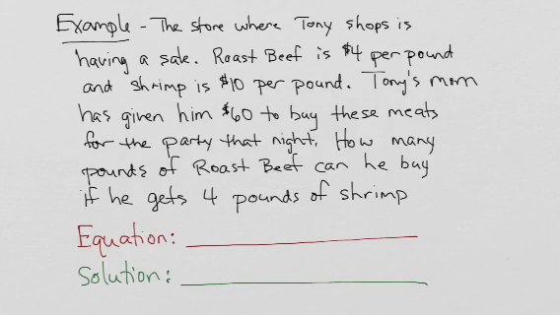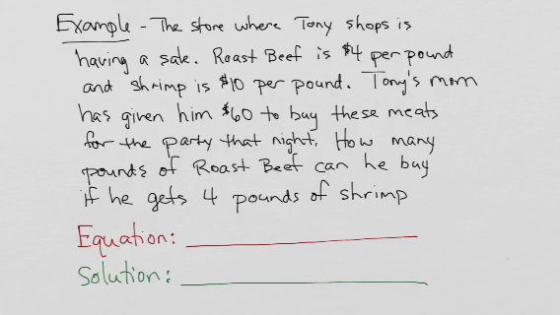Let's try one more. The store where Tony shops is having a sale. Roast beef is $4 per pound and shrimp is $10 per pound. Tony's mom has given him $60. Oh, there's our total right there. She gave him $60 to buy these meats for a party that night. How many pounds of roast beef can he buy if he gets 4 pounds of shrimp? So that's the second question.